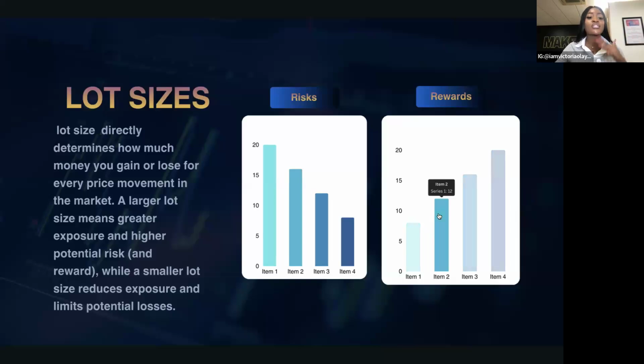Lot size. Lot size directly determines how much money you gain or lose for every price movement in the market. A larger lot size means greater exposure and higher potential risk and reward. So if you use a bigger lot size, just know that, yes, if the market goes your way, you get a bigger profit. But at the same time, remember, put it at the back of your mind that if the market doesn't go your way, your risk is very, very high. You tend to lose more. And a smaller lot size reduces exposure and limits potential losses.